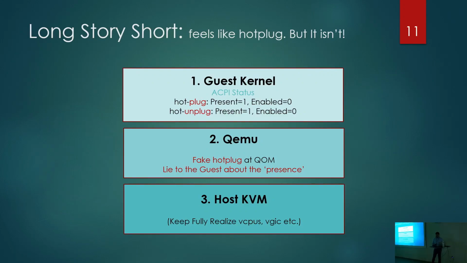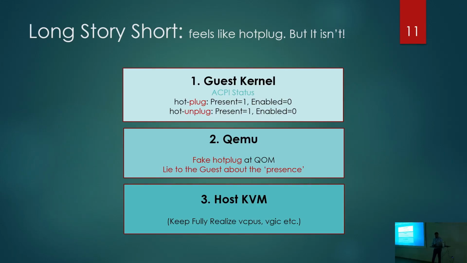Okay, sure. So this is the base three levels. To cut the long story short, we fully realize the vCPUs, and we just toggle the present and the enable bits, and we fake all of the hotplug at the QEMU object level, and we lie to the guest about the presence of the CPUs. So that is the key.